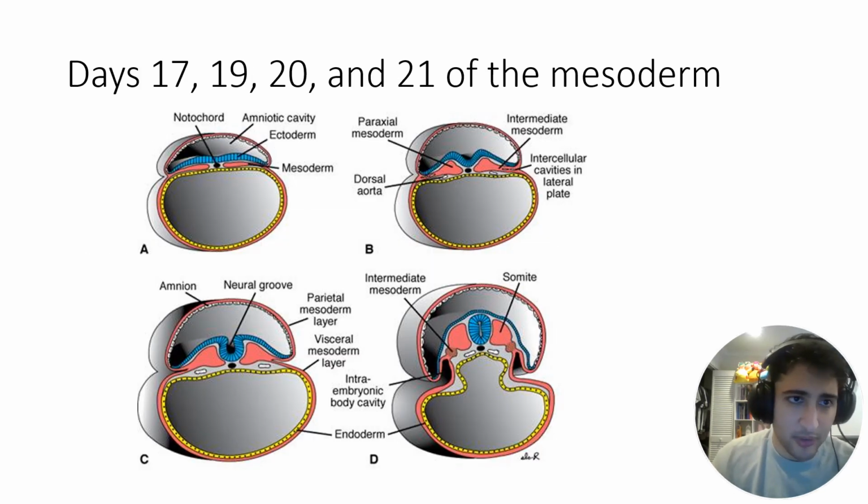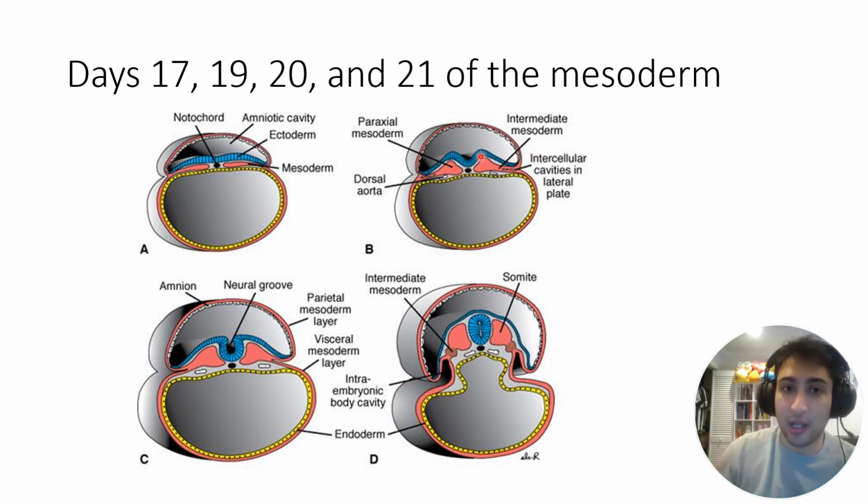Okay, so over here, we're looking at days 17, 19, 20, and 21 of the mesoderm. Here you can see that the mesoderm is on either side of the notochord and it's very thin and very loose. By the 17th day, the cells closest to the midline proliferate, and you can see that here, to form a thickened plate of tissue called the paraxial mesoderm.